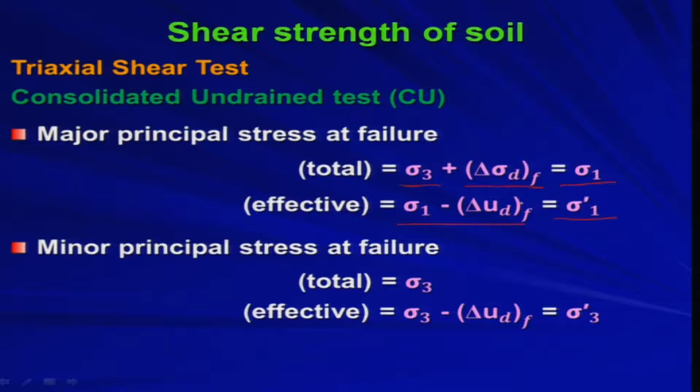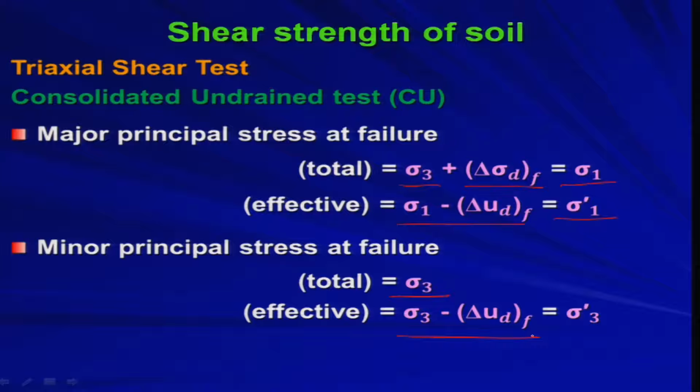Similarly, if you look at the minor principal stress at failure, the total minor principal stress is sigma 3, there is no doubt, because that will be acting in the radial or the lateral direction. That is nothing but one of the principal stresses. So, that is your total minor principal stress. Therefore, the effective minor principal stress will be sigma 3 minus delta u d f.